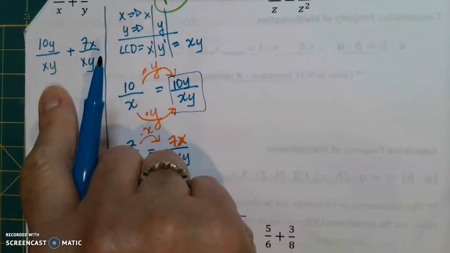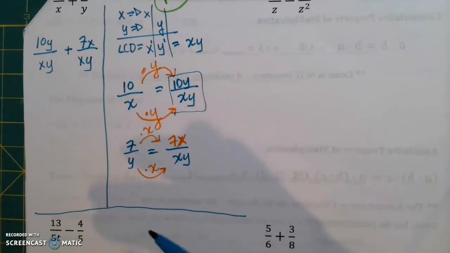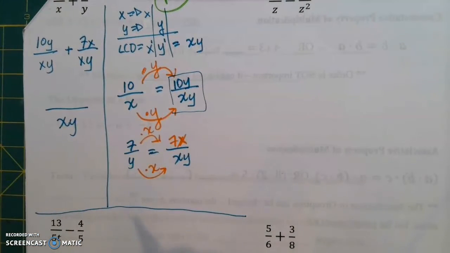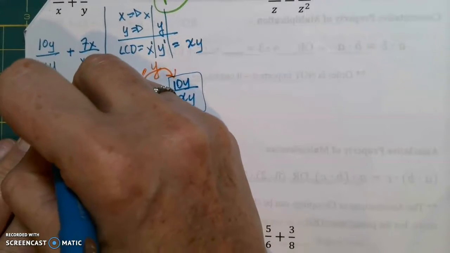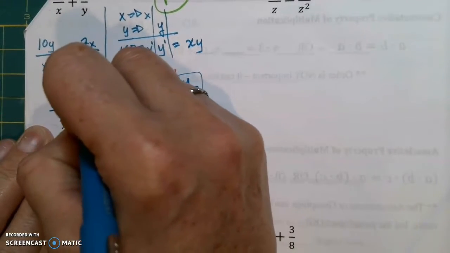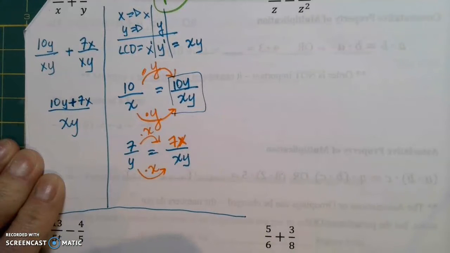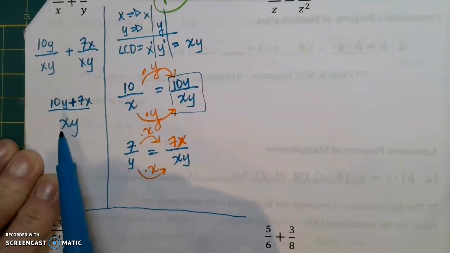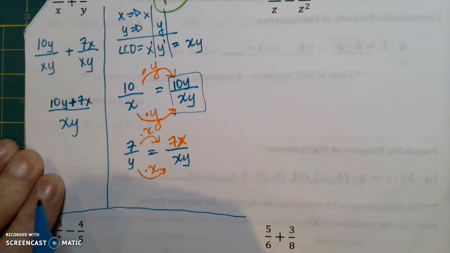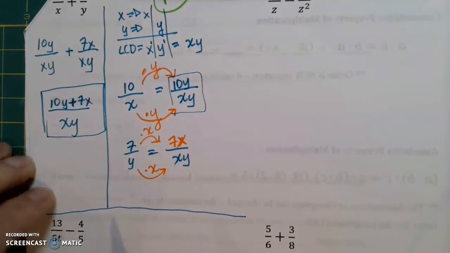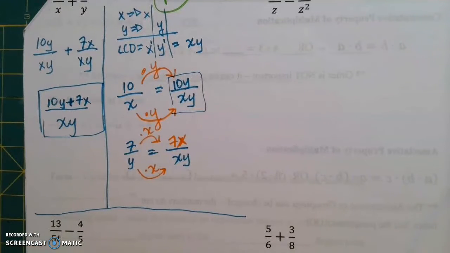Now that I have the denominators the same, it's basically just add the numerators. Remember that common denominator, we spent time working on it, so we don't want to get rid of it. We're going to hang on to that. Then this would be 10y plus 7x. If there was any further simplifying we could do in the numerator, we would need to do that. There's not, because they're not like terms, and there's nothing we can factor out. So this is the simplest form: 10y plus 7x over xy.